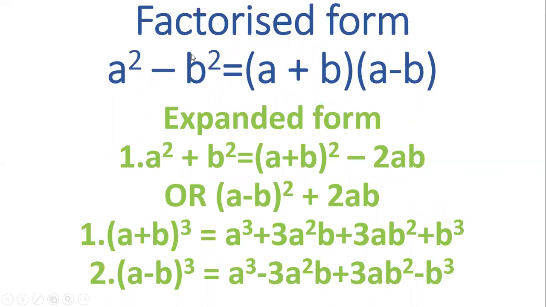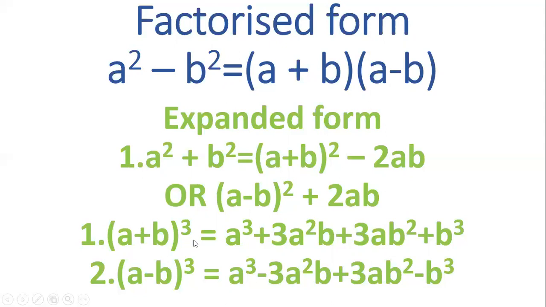Factorized form of a square minus b square is equal to (a plus b)(a minus b). Expanded form of a square plus b square is equal to (a plus b) whole square minus 2ab, or (a minus b) whole square plus 2ab.